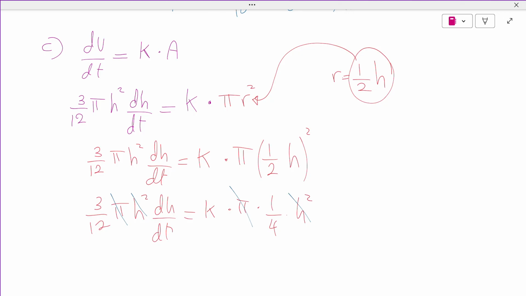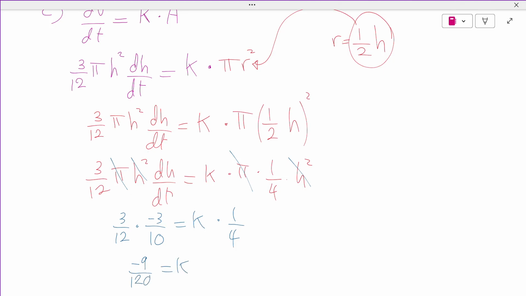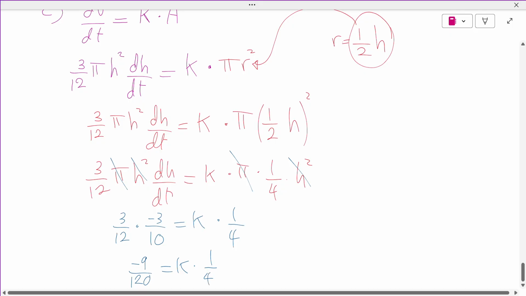Now I can replace dh over dt with its value. Here I have 3 over 12 times dh over dt, which is minus 3 over 10 given in the question, equals k times 1 over 4. Sorry, 1 over 4, yeah. No, it's already squared. Yeah, 1 over 4. Now use your calculator to solve for k. 3 times minus 3 is minus 9 over 120 equals k times 1 over 4. Now just multiply here by 4 over 1 and here by 4 over 1.